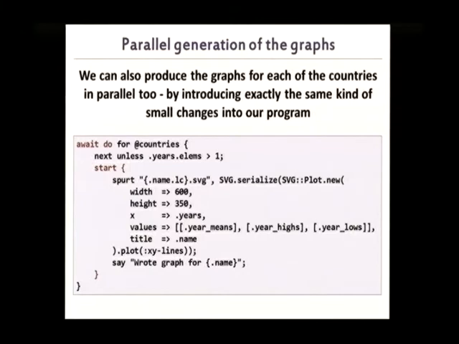And that's it. Okay, and we can do a very similar trick for the graphs. What we'll do is we'll just await, do for all the countries, start, okay, say we wrote the graph, and then we're done. So again, the only thing I've done to turn this into a parallel program is just start there and await. And of course, we got lucky in this case, because the opportunity for concurrency in this program was very, very evident.